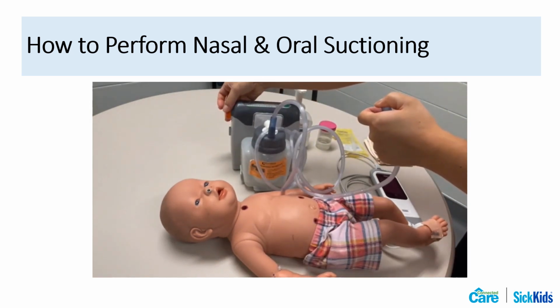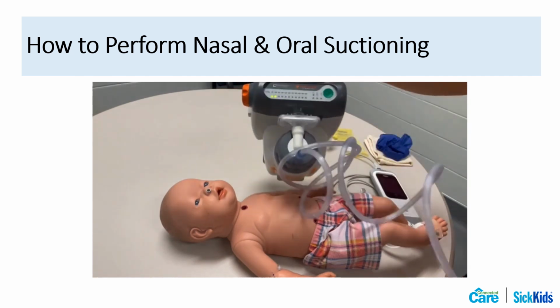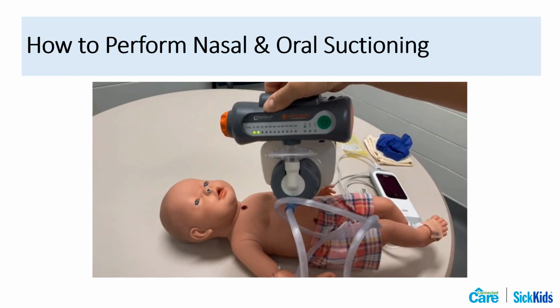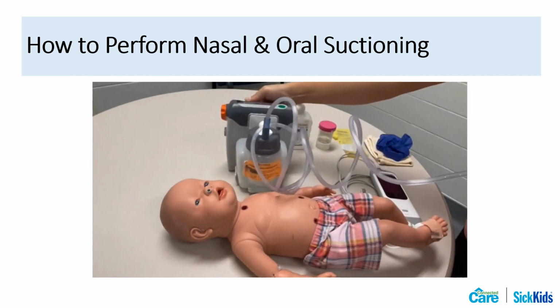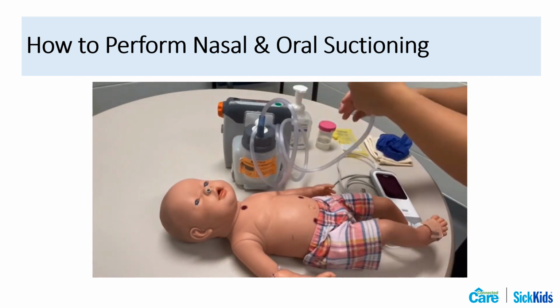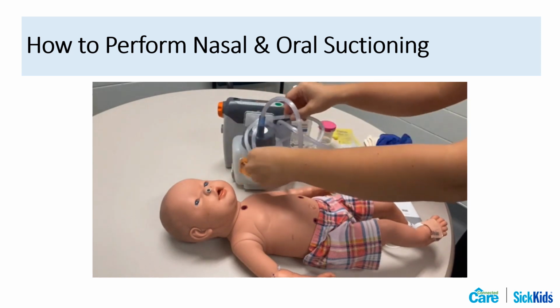Remember, pressure settings for neonates, 60-80 millimeters of mercury. For infants, 80 to 100 millimeters of mercury. Children or teens, 100 to 120 millimeters of mercury. In this scenario, the pressure will be set to 100 millimeters of mercury.